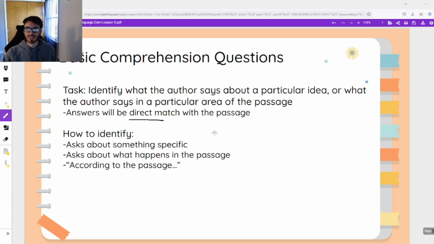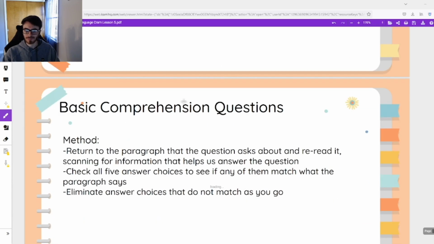The way that you can identify a basic comprehension question is that it will ask about something specific that happened in the passage. It might say according to the passage, or it might ask you something along the lines of, what happens in paragraph 4? It would probably be worded a little bit differently than that, but it's going to ask you about something specific that happens in the passage, or what happens in a particular area of the passage.